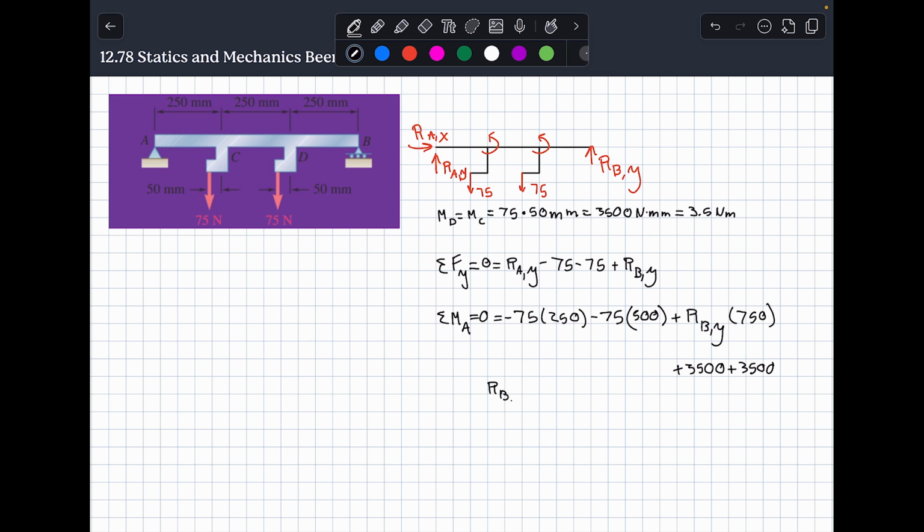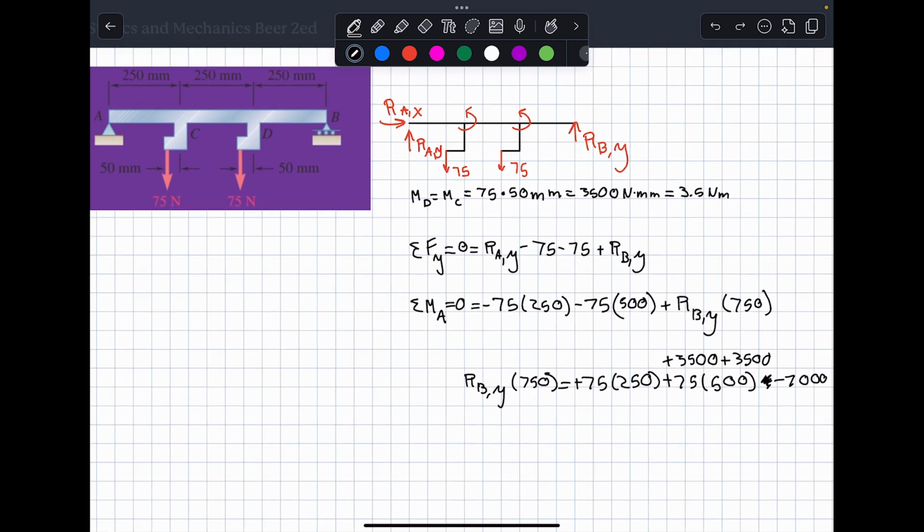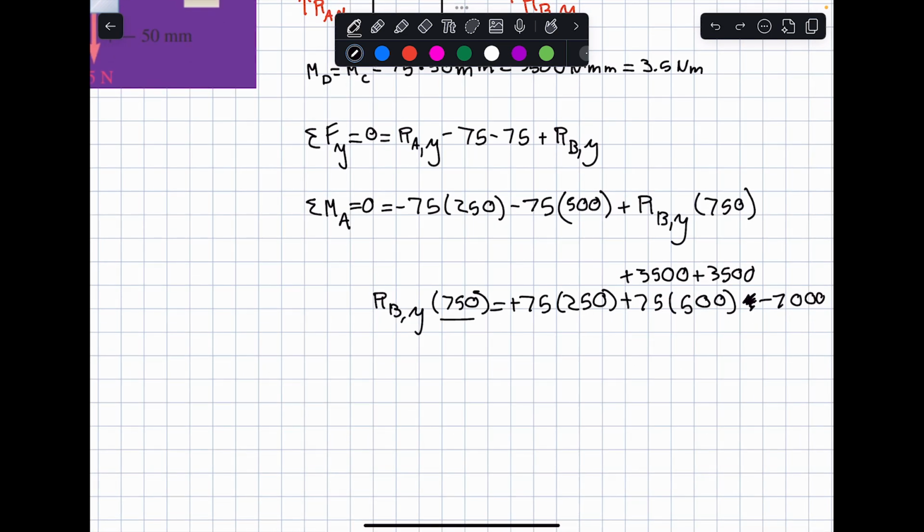And now we're going to do a little bit of algebra. We're going to say RB in the Y times 750 millimeters is equal to minus 75 times 250 minus 75 times 500 plus, excuse me, these are going to be plus, this one's going to be minus 7,000, and that's just me adding these two guys together.